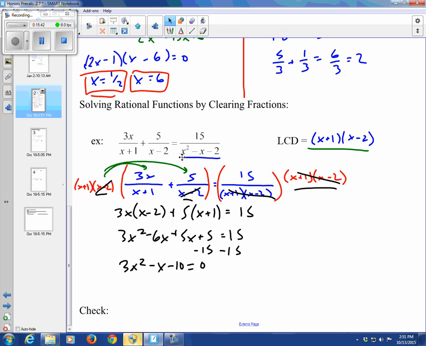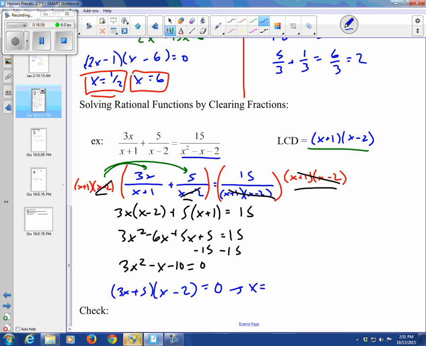Now right here, when I factor this, all right, we can see that we can actually factor this. So that's going to be 3x and x. And right here, I'm going to get, let's see here, this is going to be minus 2 and plus 5, right? And that's going to give us the solutions of x equals negative 5/3 and x equals 2.